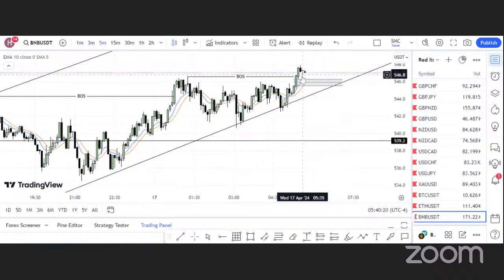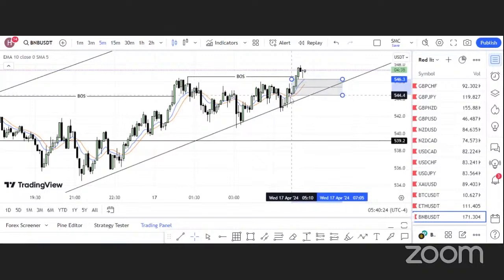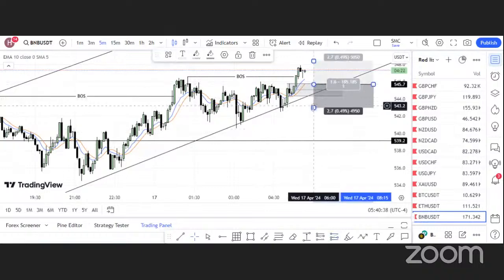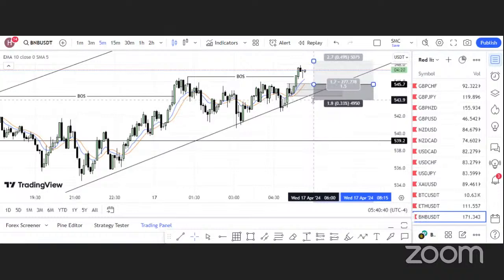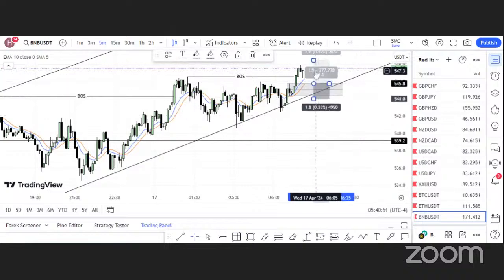So you see, we have a fresh breakout, and we have this order block. I think the market is going to come back to the order block. So we want the market to come back into this order block. Then we take a buy trade.